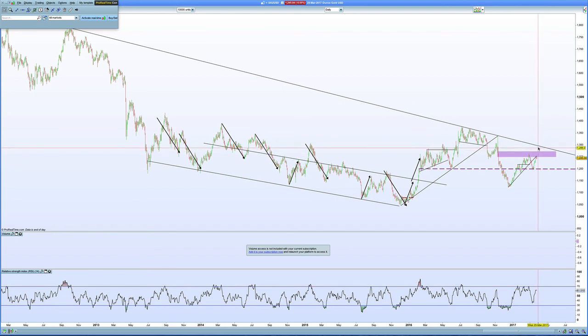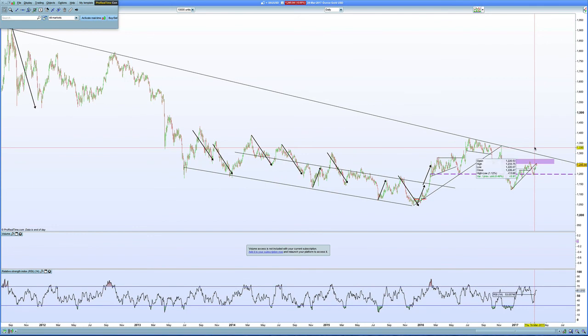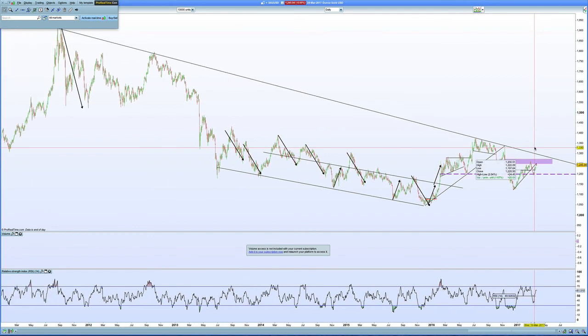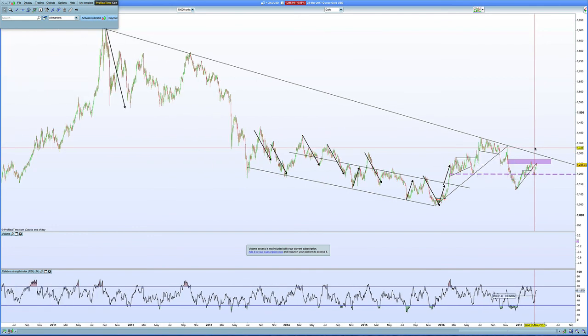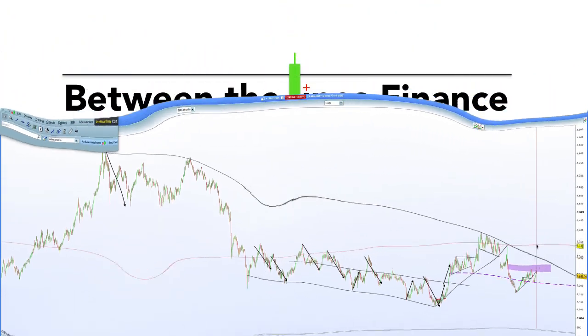I don't know what the driver would be higher, but there are definitely a few cracks starting to appear in the US share market, and I think that's going to be the main driver of the gold price in the next few months.